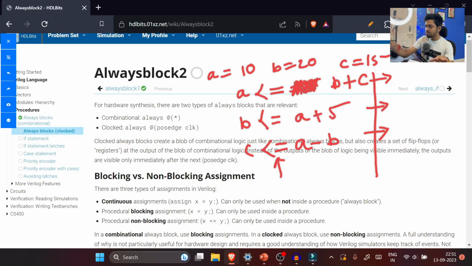Okay, let me explain what the answer would be. For the first one, your answer would be B plus C, very easy. B plus C would be 35. For the second, it would be A plus 5. Now you will say, hey, you are wrong, but I'll tell you I am not wrong. For you, it would be: in the first line my A got 35 and I am adding 5, so it needs to be 40.